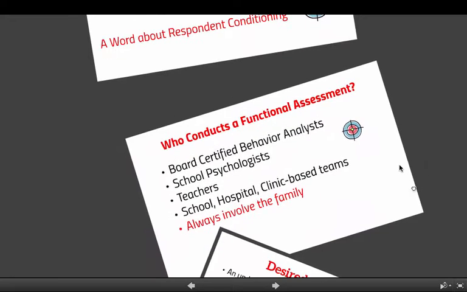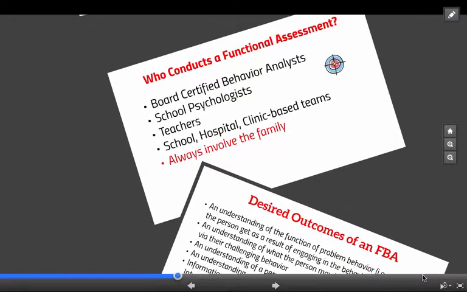So, just by way of clarification, who conducts a functional assessment? It'll be a board-certified behavior analyst that will do it. It could be a school psychologist. Once again, one of the things that I mentioned to you is that many people here work in the context of a school system. So it might be a school psychologist that's conducting the FBA. Or it actually could be a teacher that's responsible for a classroom. That may be a special educator, for example. It may be a general educator. But that person, if they have the skills and abilities, may actually conduct the functional behavior assessment process.